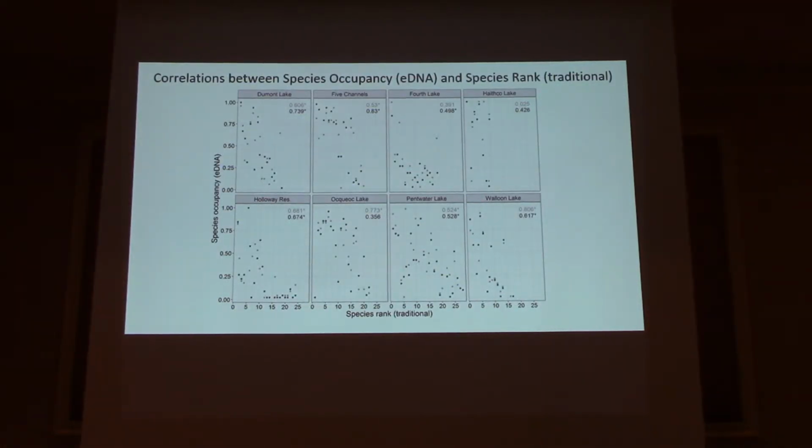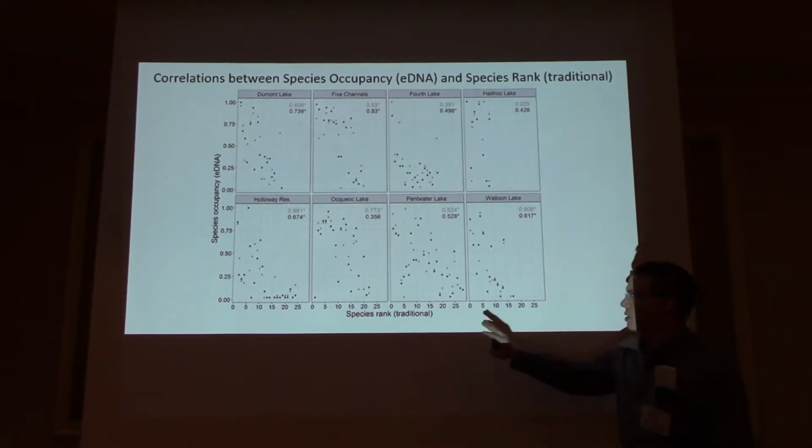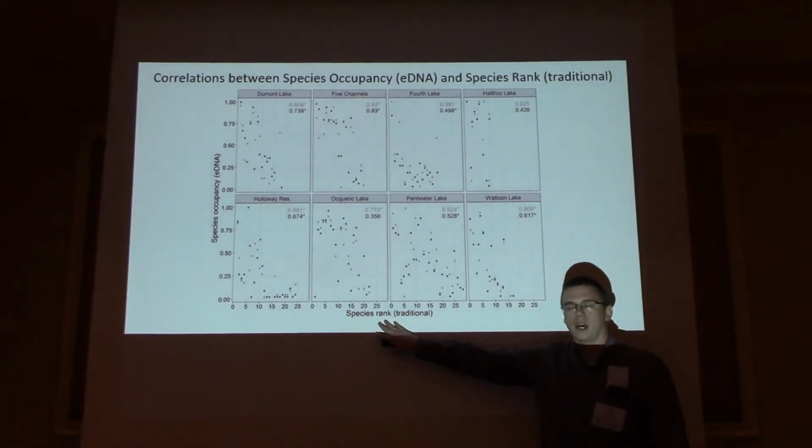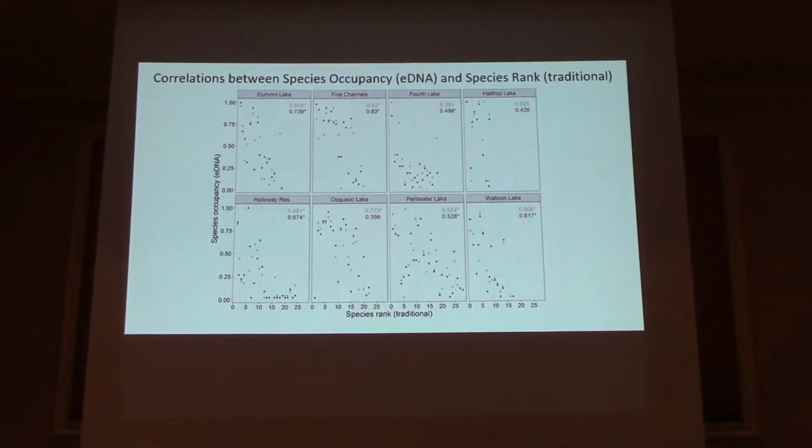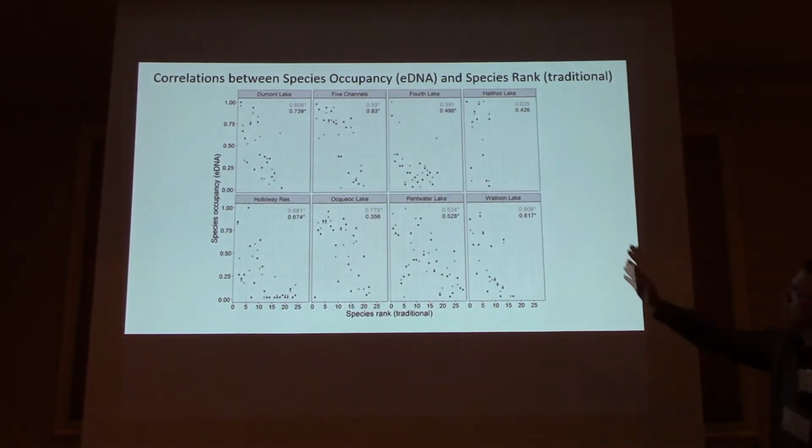One thing that we did find in our data is significant correlations between species occupancy as measured using eDNA, so that's the proportion of samples where a species was observed, and that species rank, so that's based on abundance using traditional gears. And that's across both loci and in the vast majority of lakes. But there are cases where that's not true, like Fourth Lake or Heathcote Lake.